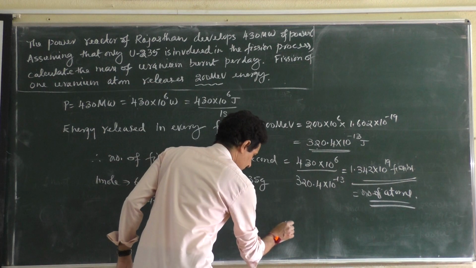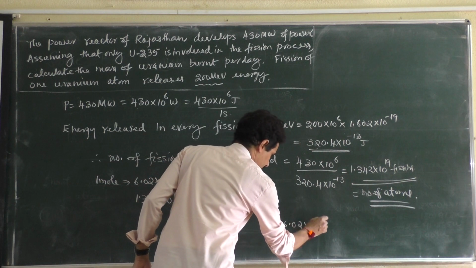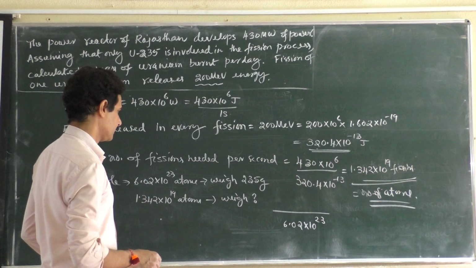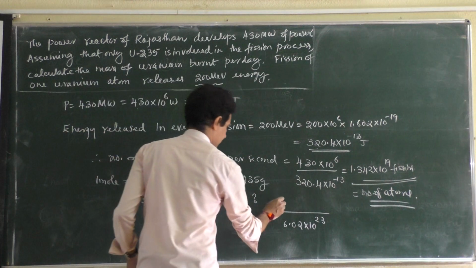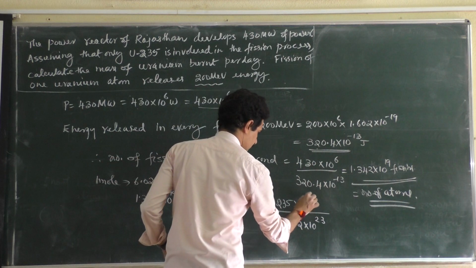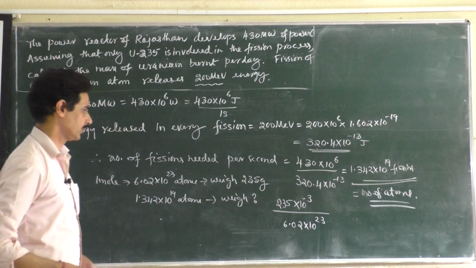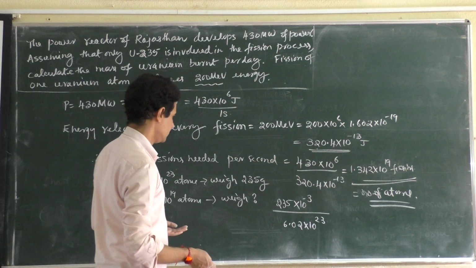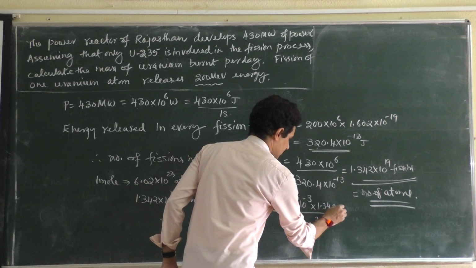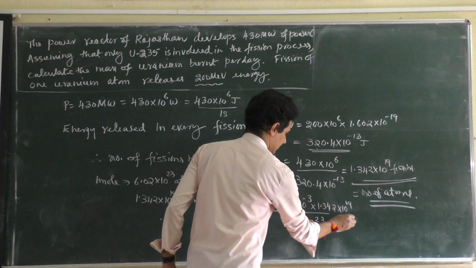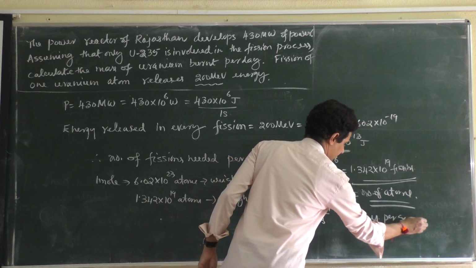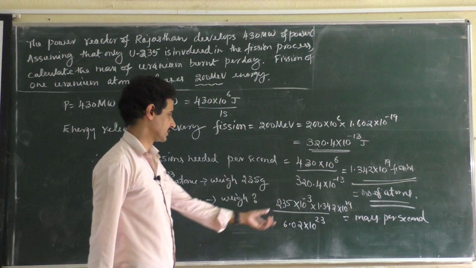So 6.02 into 10 to the power 23 atoms weigh 235 gram. Or we will convert it into the SI system, 235 into 10 to the power minus 3 kg. What would 1.342 into 10 to the power 19 atoms weigh? So that is the mass per second. Am I right? In 1 second the mass required is this much.